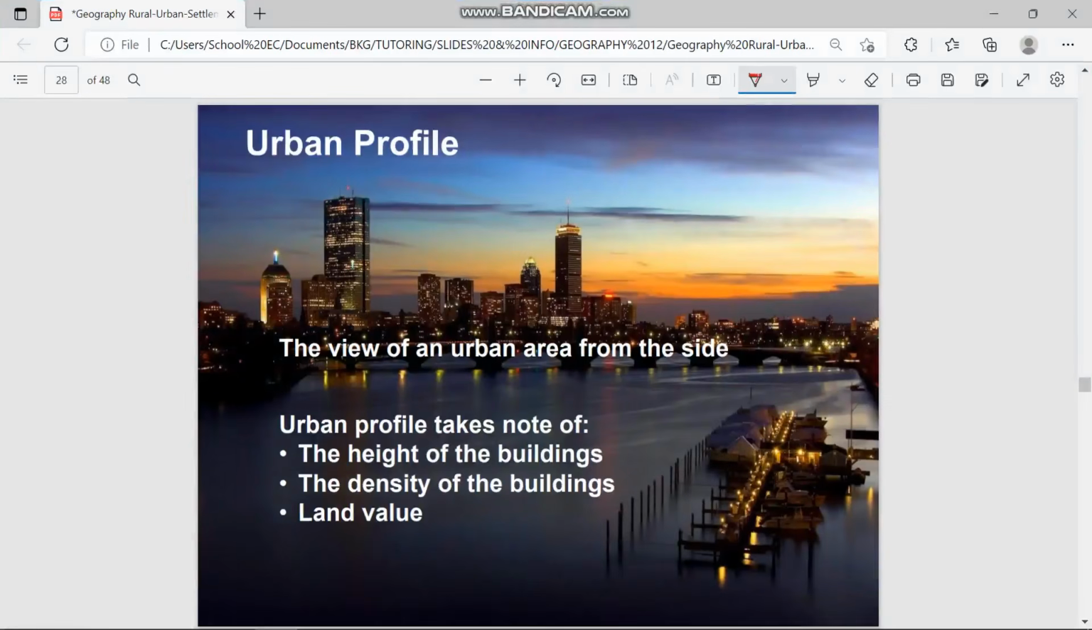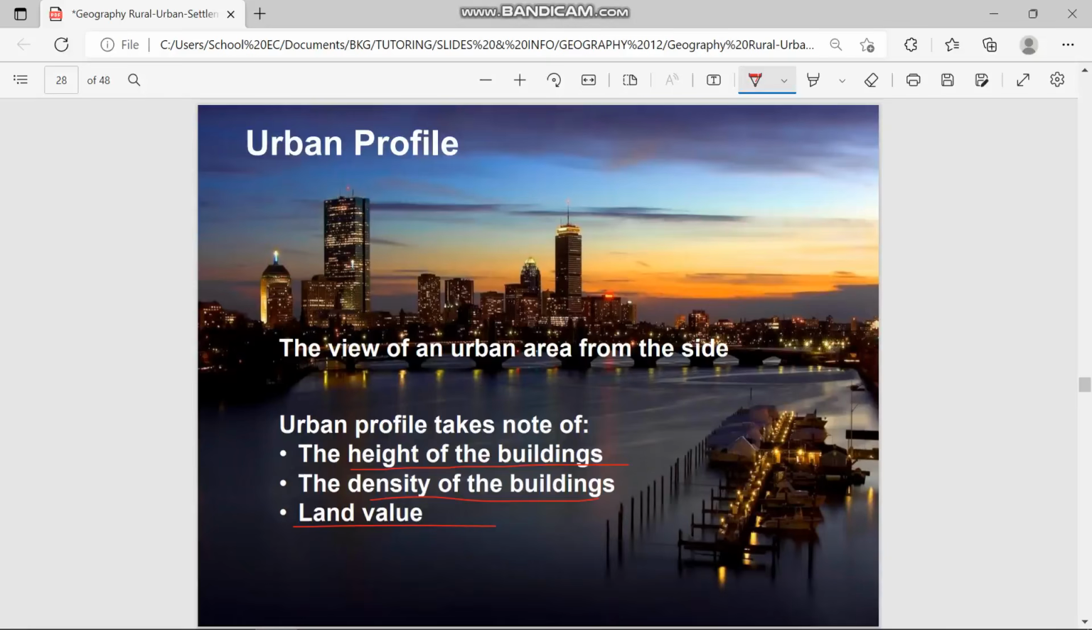Okay. Right now, let's discuss urban profile. So, urban profile, this is the view of an urban area from the side. Okay, we are viewing the urban area from the side. Urban profile takes note of the height, so the height of the building, the density of the building, and land value. Meaning that as you move away from urban area, the value of the land becomes lower.